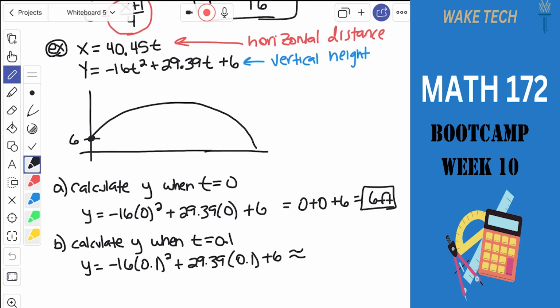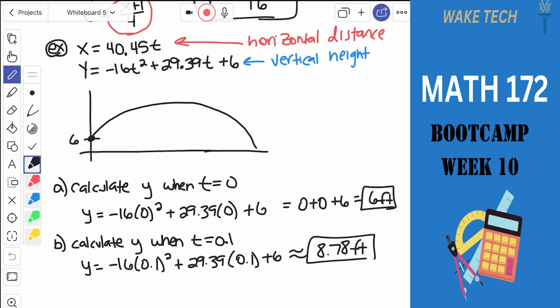This we can use in the calculator. Negative 16 times 0.1 squared plus 29.39 times 0.1 and then plus 6. Putting it in the calculator, we get 8.78 feet. So the ball after 0.1 seconds is 8.78 feet above the ground.